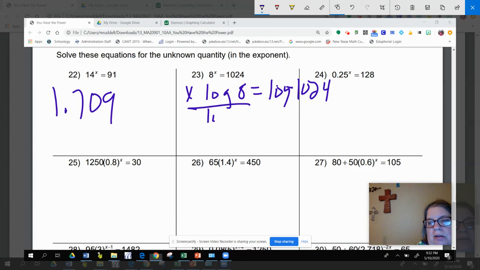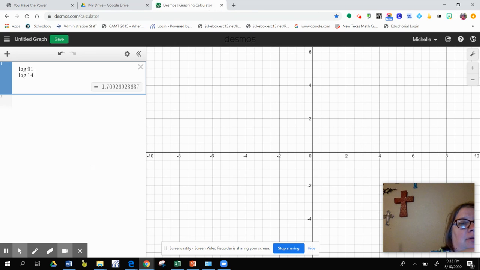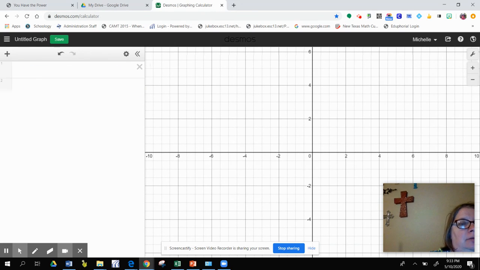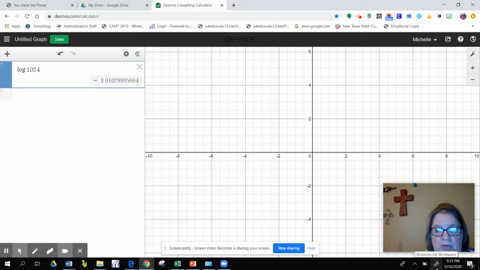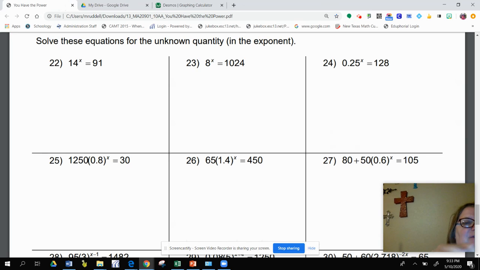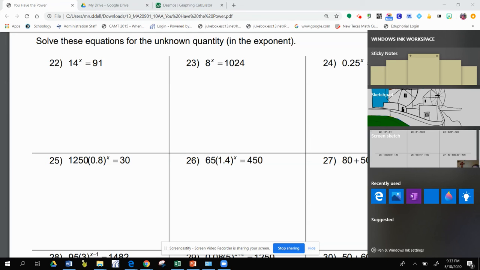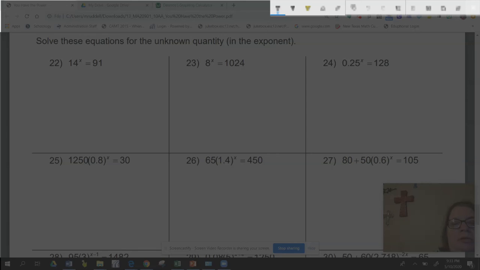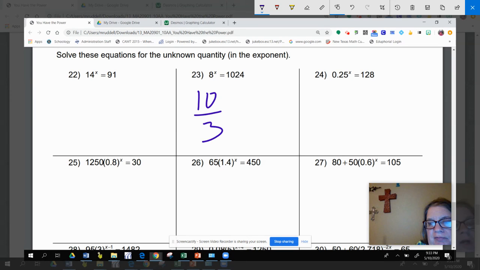Okay, how do we get x by itself? Divide by log 8. Okay, 1024 and 8. 3.33333333. I'm looking over here because I have the answers written down. Make sure I don't steer you in the wrong direction. So this is either 10 over 3 or 1. Yeah. This one came out to be 10 over 3. Notice there's no log in my answer.